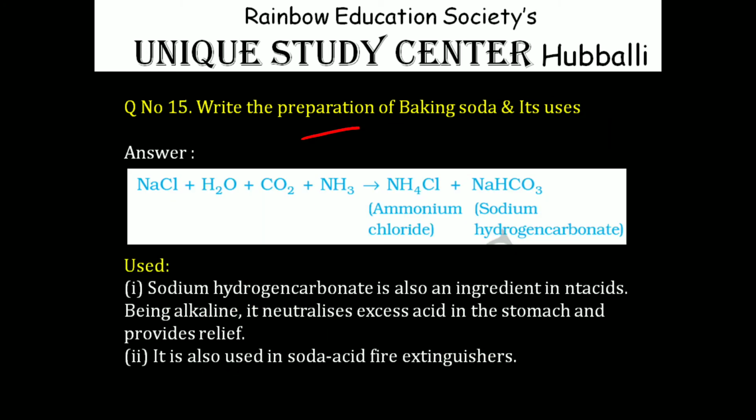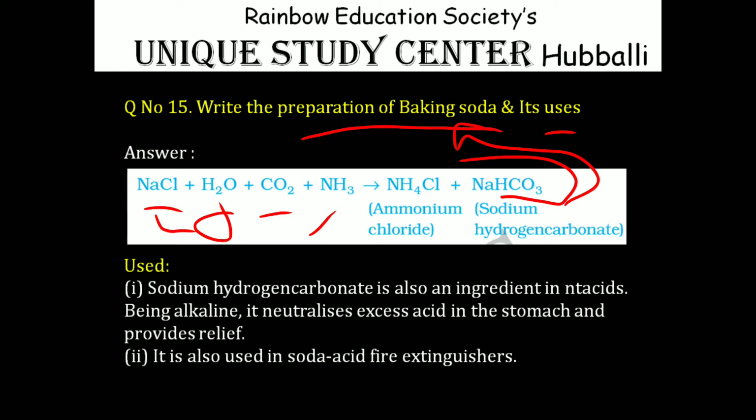Next one, write the preparation of baking soda and its uses. This reaction is the preparation of baking soda, and this question is also asked: write the chemical formula of baking soda. Sodium hydrogen carbonate is the chemical formula of baking soda. Baking soda can be prepared by reacting sodium chloride with water along with carbon dioxide and ammonia. It gives ammonium chloride and sodium hydrogen carbonate.